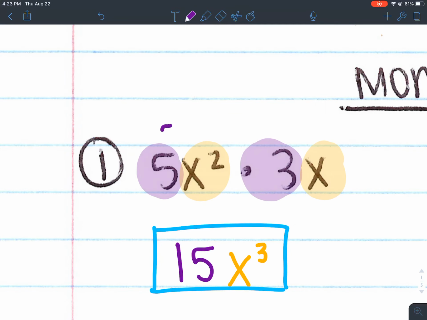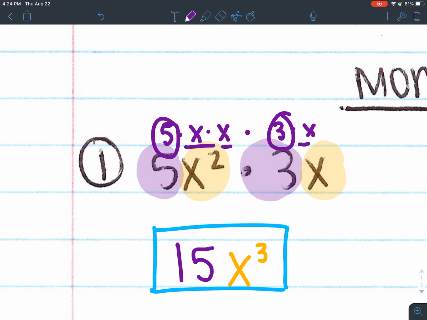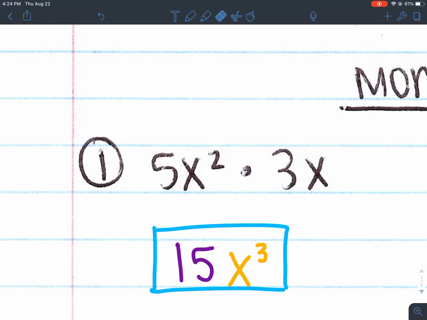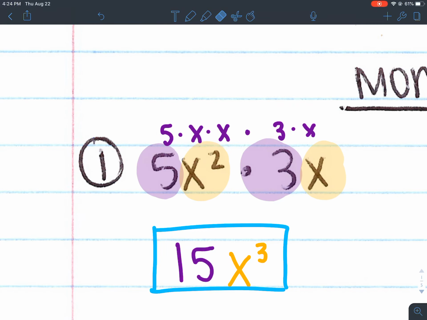Because, why? Because 5 times x squared is x times x. So that's 5 times x. And then this is 3 times x. And I'm multiplying all of this together. Well, 5 times 3 is 15. And then I have x times x, which is x cubed. Whoops, I don't want to erase all those highlighters. Oh, no. Maybe I'll just go backwards.